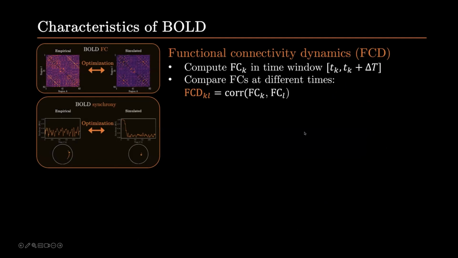For the dynamics of bolt signals, we can compute what is called functional connectivity dynamics, FCD, which works in the following way. Instead of taking the whole time series to compute our FC, you can just take a time window to compute our FC. So we can have a sliding time window in which we compute the functional connectivity matrix, and then we can compare the matrix at different times.